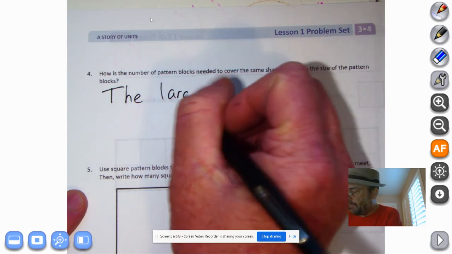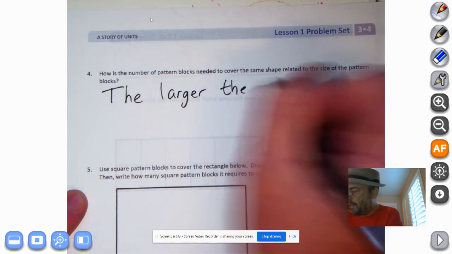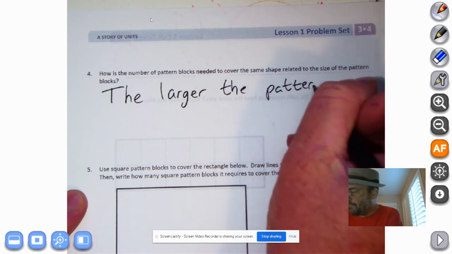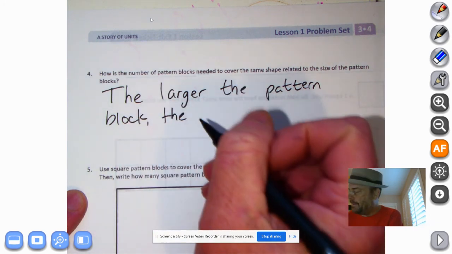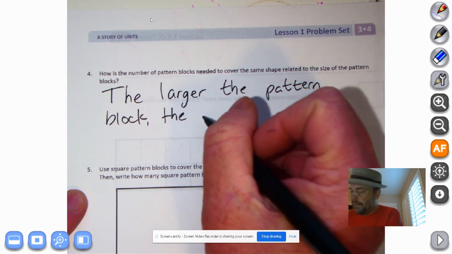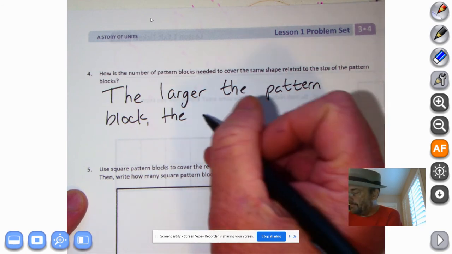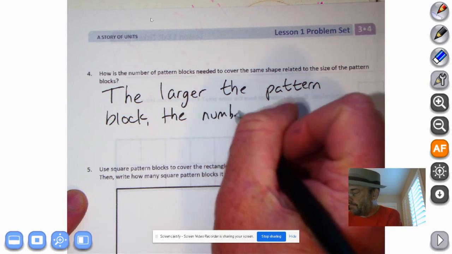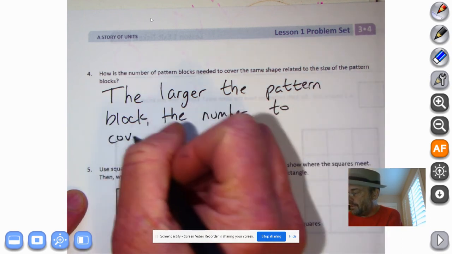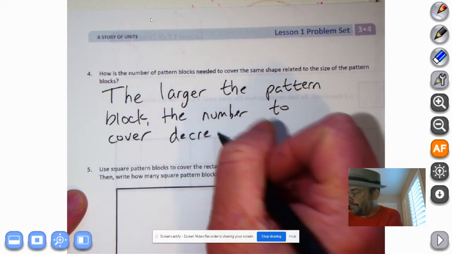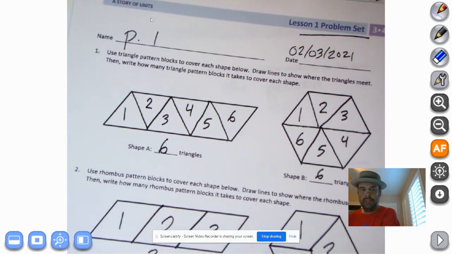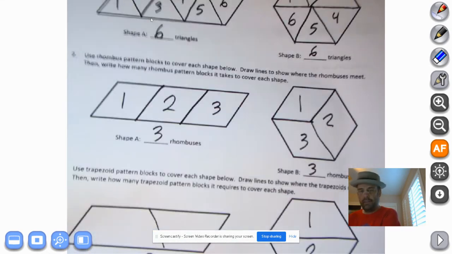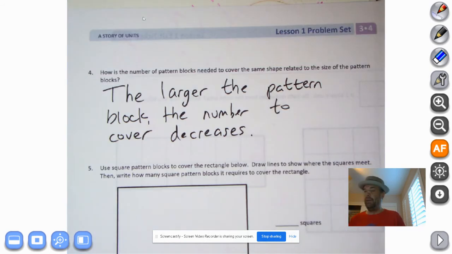So what we can say is that the larger the pattern block, the larger the number to cover decreases or goes down. All right, there we have it. So the larger the pattern block, the number to cover the shape decreases, even though these shapes are the same size. But look, 6, 3, 2. It's math magic. Well, maybe not.